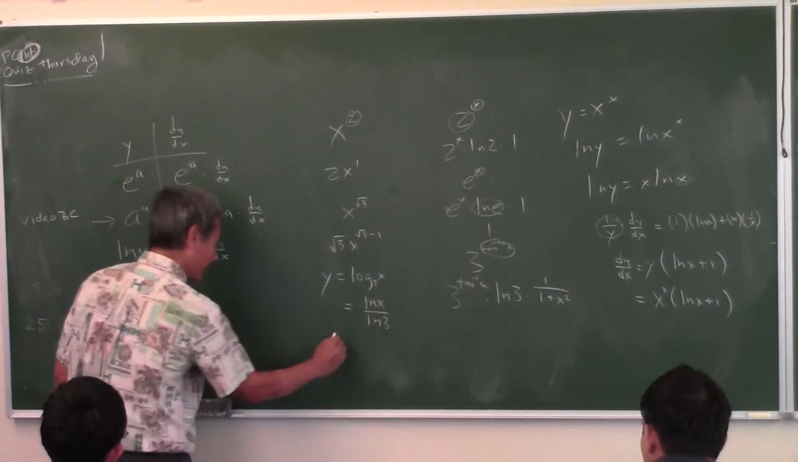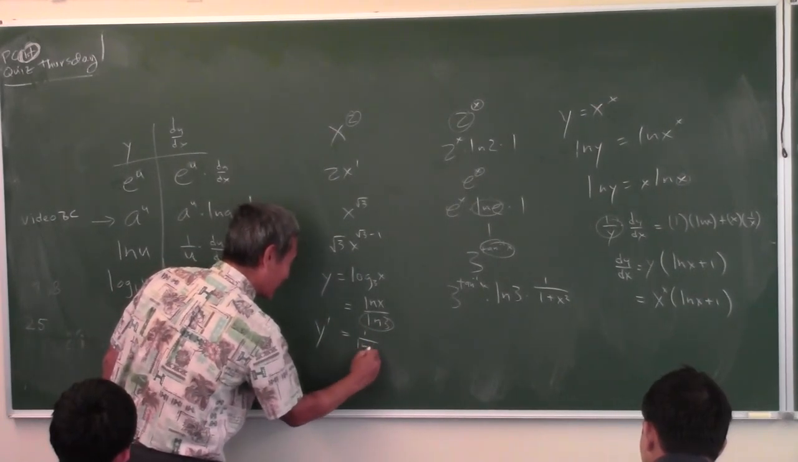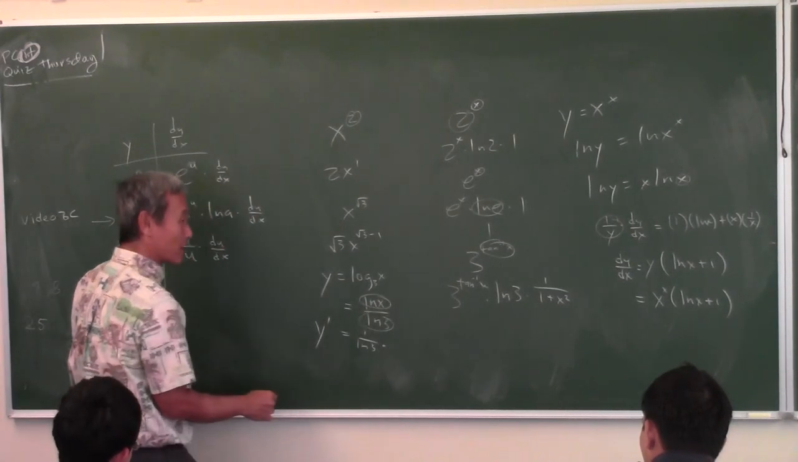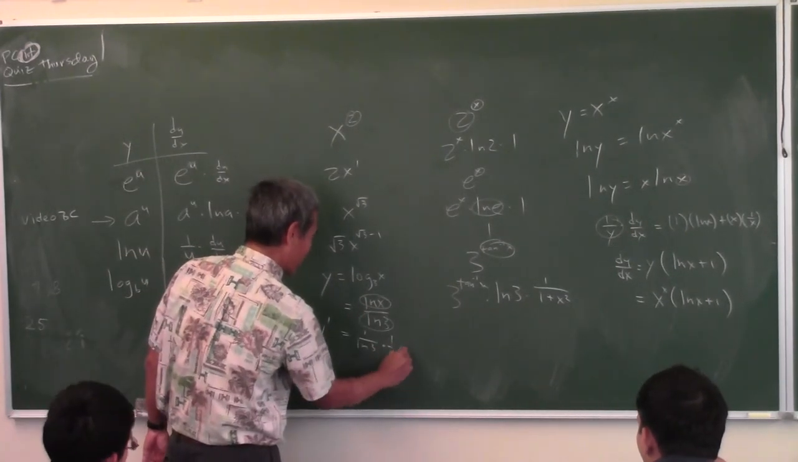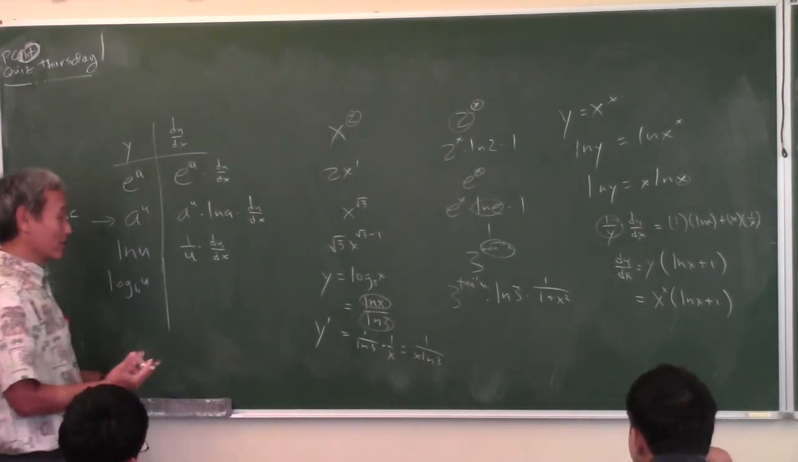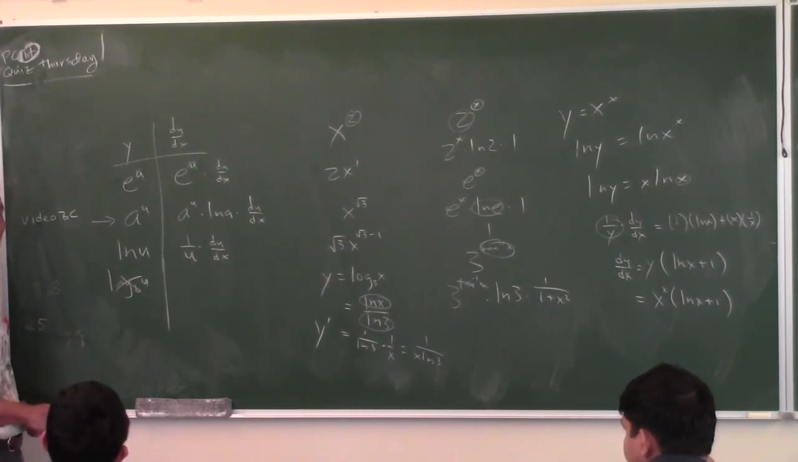1 minute remaining. This is a constant. Throw it on the side like an unwanted pet. And then what's the derivative of natural log x? 1 over x. So your final answer is 1 over x ln 3. So whenever you have a log whose base is different from e, just use the change of base formula. And no need to worry. So that's why we really don't need that on the list.